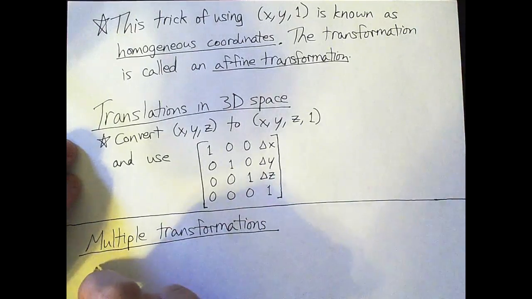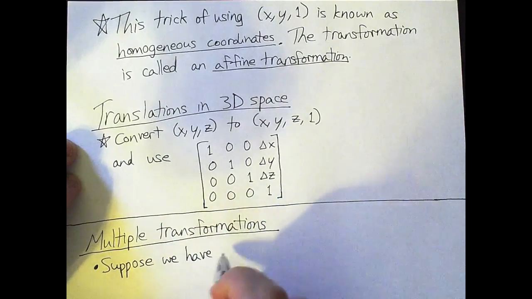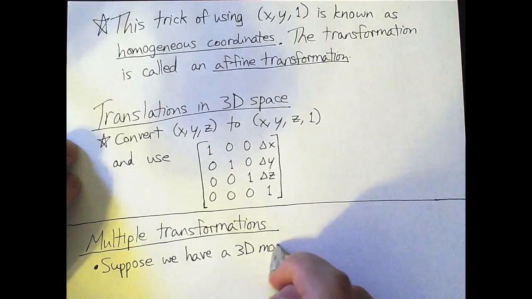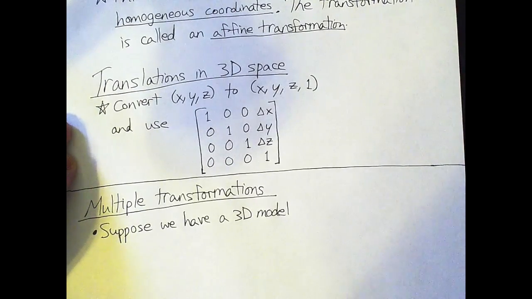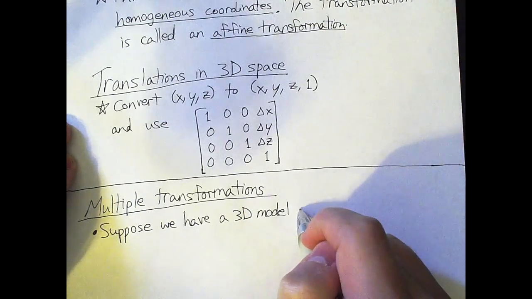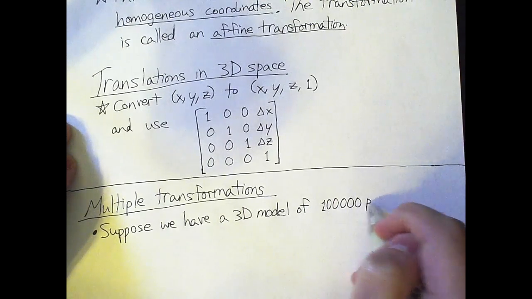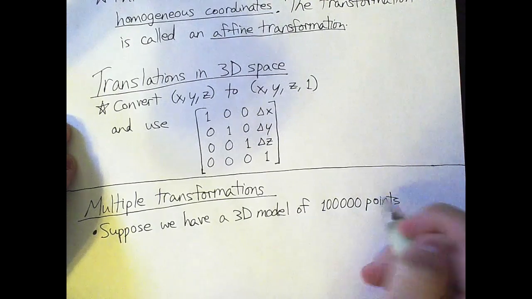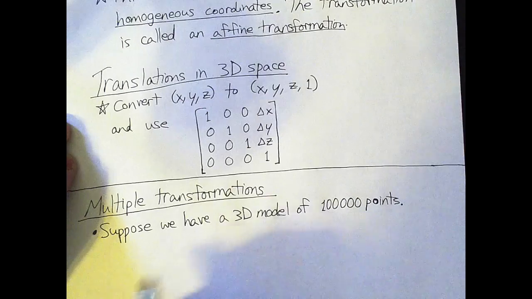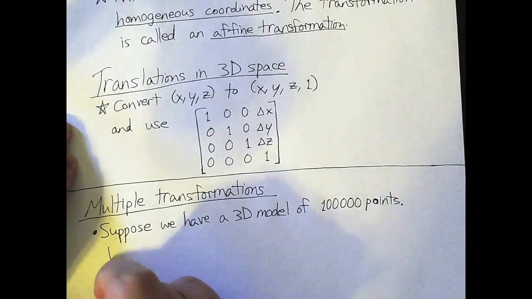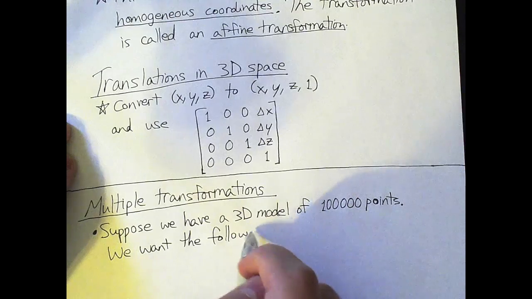At the same time. So suppose we have a 3D model. This could be for like a 3D animation for a movie or a video game or anything. And let's say that it has 100,000 points. Okay, that's pretty reasonable. That's pretty typical for some kind of 3-dimensional object in 3D graphics animation. And let's say that we want the following done.